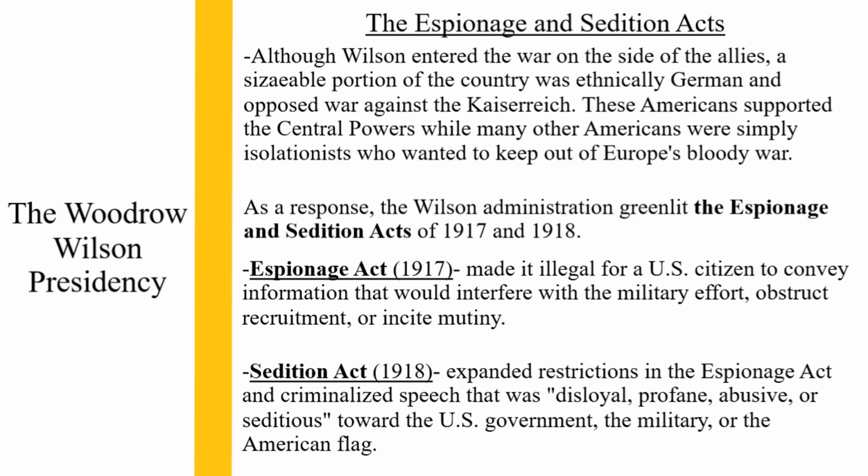The Espionage Act, which was in 1917, made it illegal for a U.S. citizen to convey information that would interfere with the military effort, obstruct recruitment, or incite mutiny. And the Sedition Act of 1918 expanded on restrictions in the Espionage Act and criminalized speech that was disloyal, profane, abusive, or seditious towards the U.S. government, the military, or the American flag. So, these two acts in particular are limits on free speech, but they would be used as justification for the internment of several thousand German Americans during the war, which I think is on the next slide if we go to the next slide. Yes, it is.